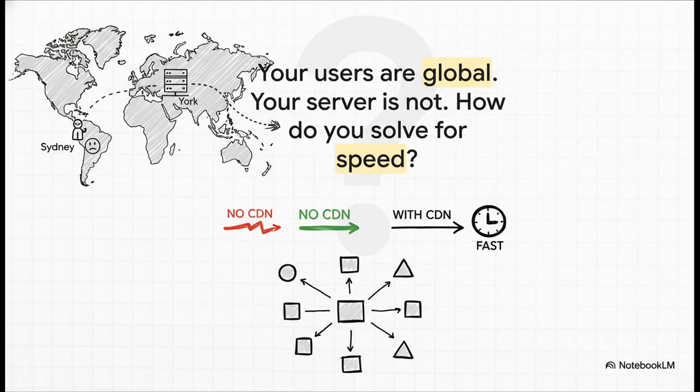So, let's set the scene here. You've got users all over the world, right? Sydney, London, São Paulo, but your server, it's probably stuck in one single place. So what happens when someone on the other side of the planet tries to access your site? That data has to travel halfway around the world. That creates a delay, or what we call latency. This right here, this is the fundamental problem that a content delivery network, a CDN, is built to solve. It's all about beating the speed of light, or at least the limits of geography.